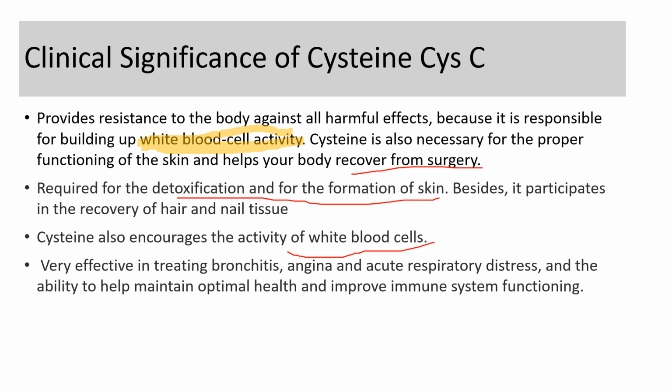Very effective in treating bronchitis, angina, acute respiratory distress. Ability to help maintain optimal health and improve immune system functioning, right? Because we said that it encourages the activity of WBC, and the immune system is also related to it. So one thing will lead to another. Remember cysteine is cis with C. Remember that it has a sulfur thiol side chain. It's important for WBC, maintaining immune system functioning.